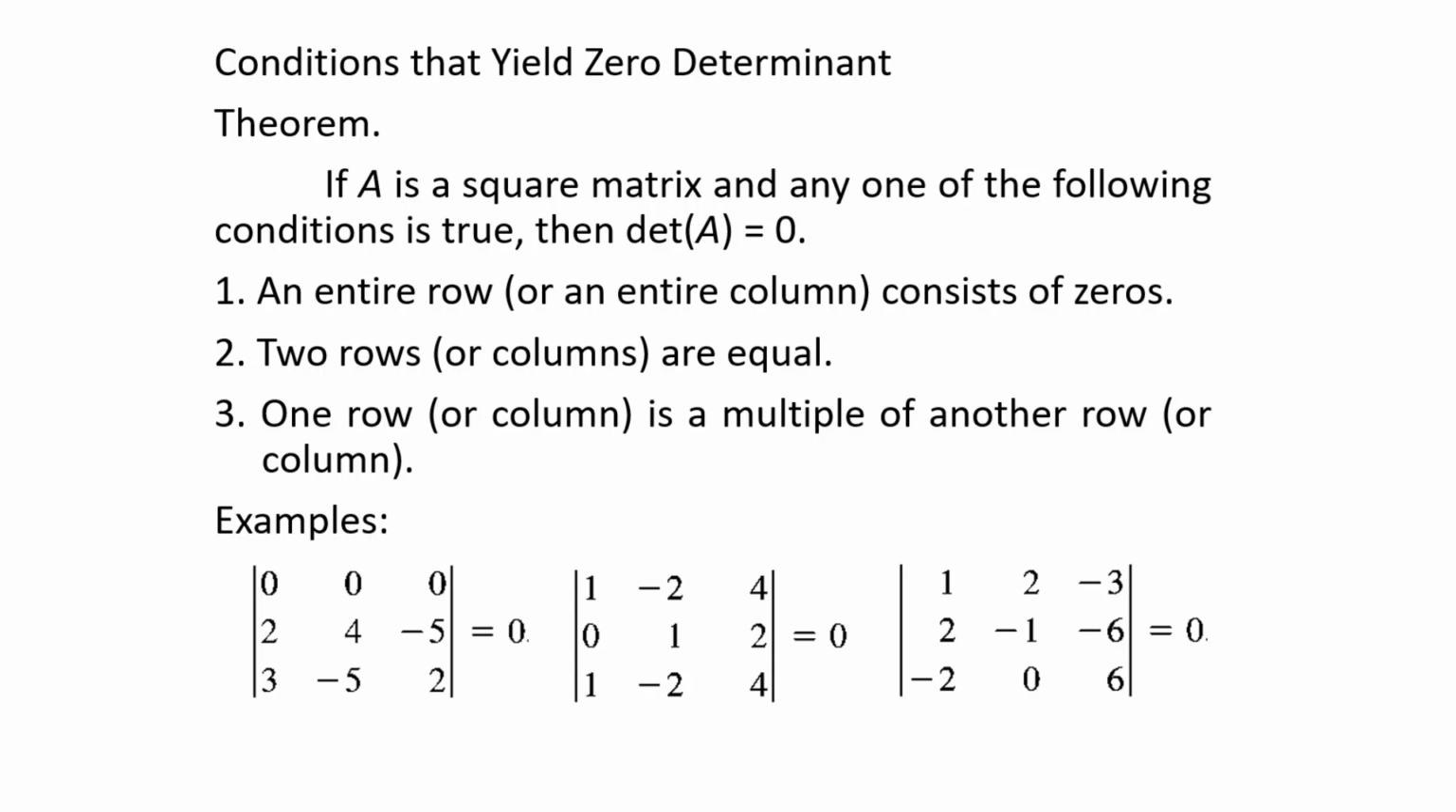Again, applying elementary column operation here will yield a column consisting entirely of 0. So if we multiply this by negative 3 and then add to this column, then it will yield a new column 3 consisting entirely of 0.